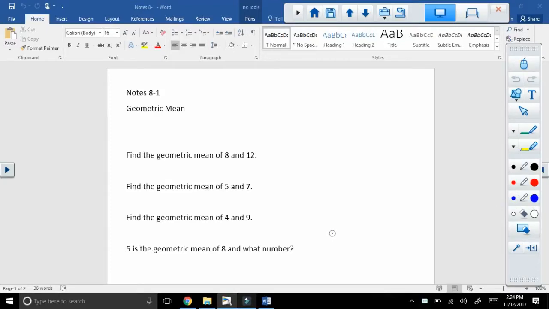Hi class, here we are at the beginning of Chapter 8. Chapter 8 is going to be a lot of trigonometry, but before we get into that, we're going to do some work with geometric mean.